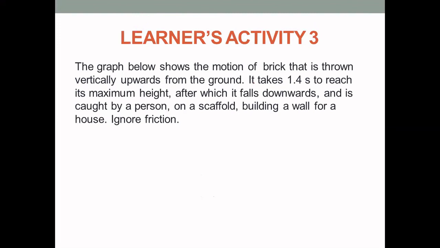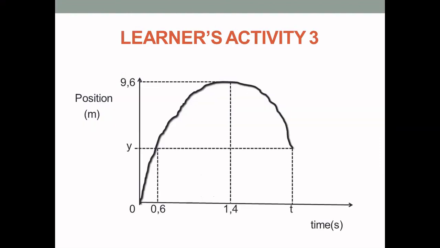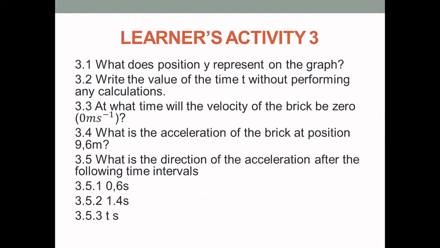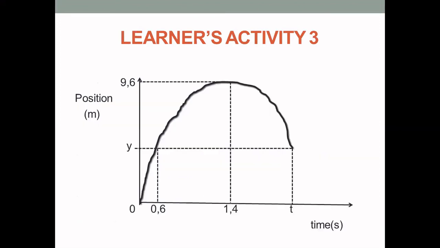Okay, learner's activity number 3. The graph below shows the motion of a brick that is thrown vertically upwards from the ground. It takes 1.4 seconds to reach its maximum height, after which it falls downwards and is caught by a person on a scaffold building a wall for a house. Ignore friction. Okay, you can see we have a sketch there, which represents the motion of the brick. 3.1. What does position Y represent on the graph? You see Y there?